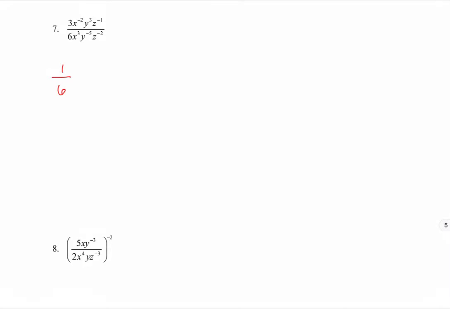I'm sorry. Let's start over. I have 3 over 6 times x to the negative 2 minus 3 times y to the 3 minus a negative 5 times z to the negative 1 minus a negative 2.